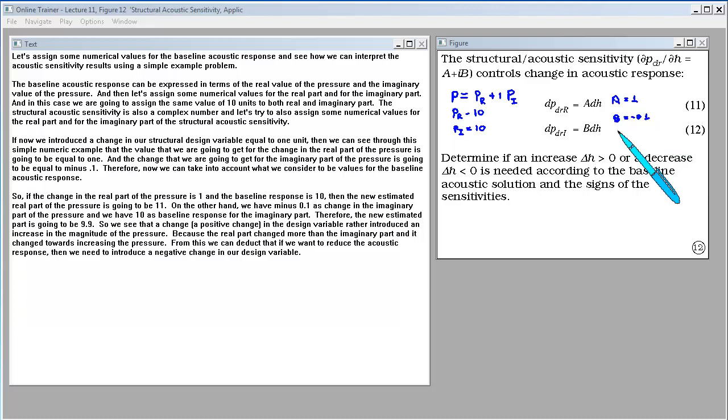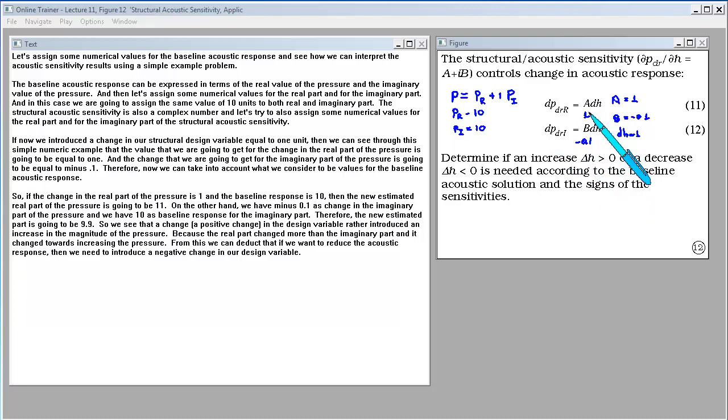If now we introduced a change in our structural design variable equal to 1 unit, then we can see through this simple numerical example that the value that we are going to get for the change in the real part of the pressure is going to be equal to 1, and the change that we are going to get for the imaginary part of the pressure is going to be equal to minus 0.1.